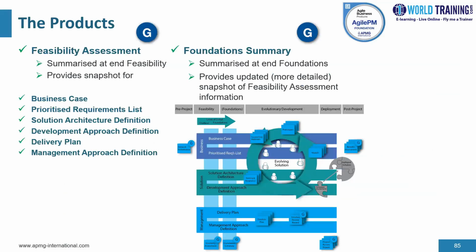And over here, we see the two big documents. At the end of the feasibility phase, we have the feasibility assessment. This provides a snapshot of the evolving business, solution, and management products. Each of the products should be mature enough to make a sensible contribution to the decision as to whether the project is likely to be feasible or not. The feasibility assessment may be expressed as a baseline collection of the products or as an executive summary covering the key aspects of each of them.